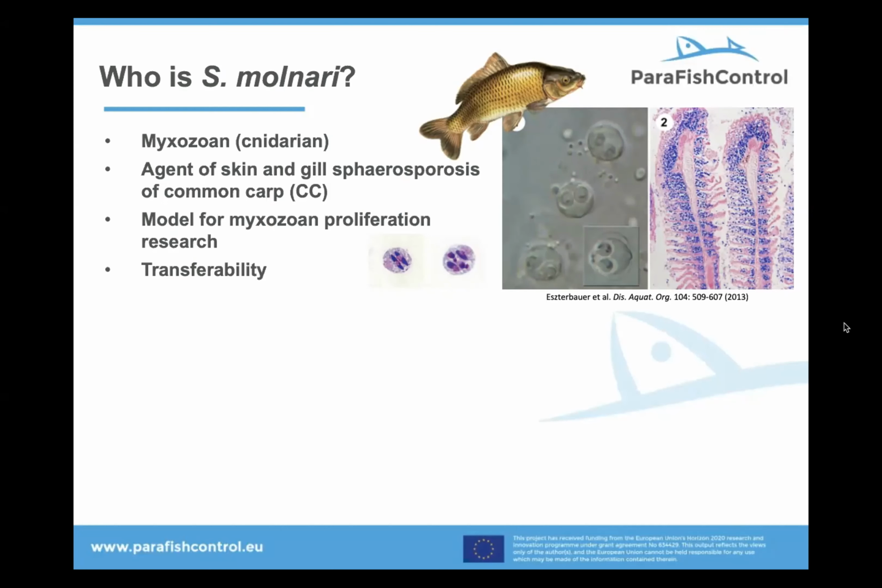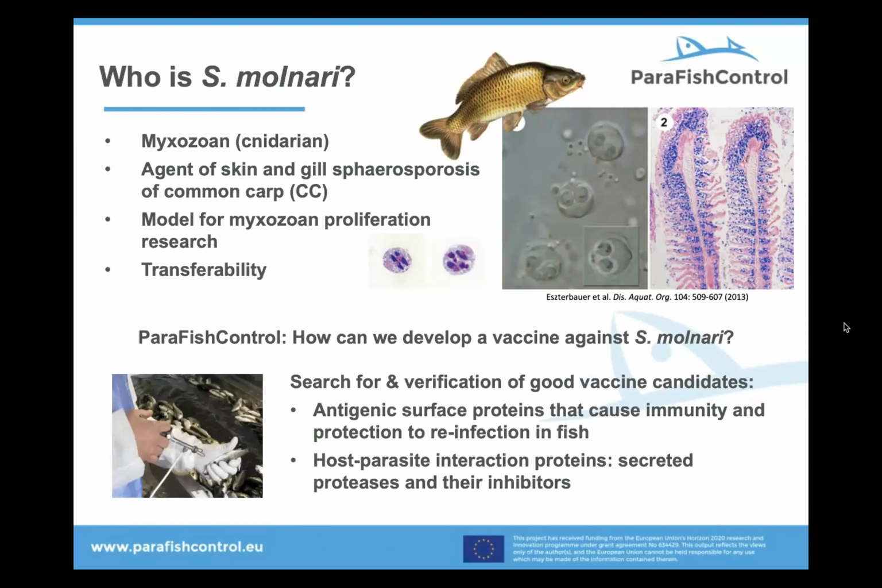And we were hoping that by working on the proliferation model from Sphaerospora we would have a model with transferability to other myxozoan parasites. So what candidates did we look at during ParaFishControl to help us design a vaccine in the future? We took two approaches. One is the obvious one: we looked at antigenic surface proteins that cause immunity and protection to reinfection in fish.